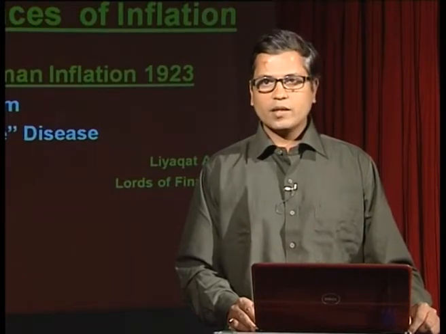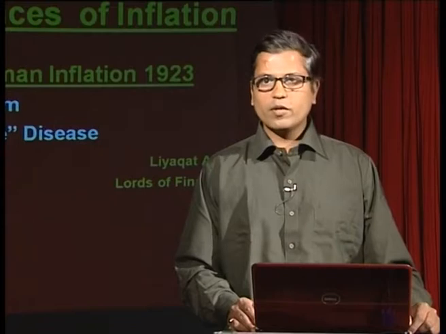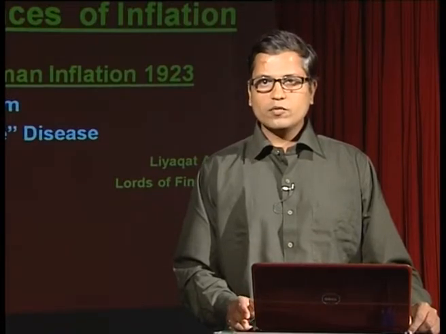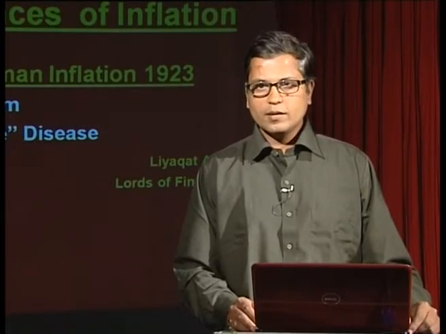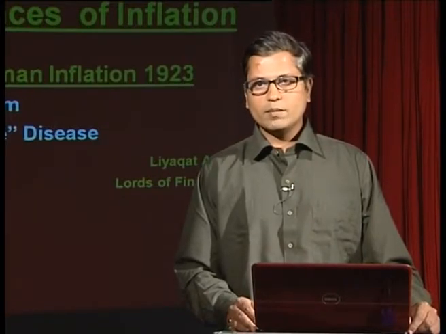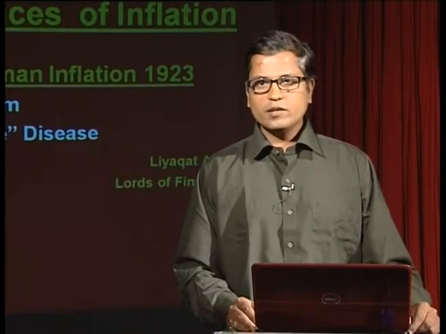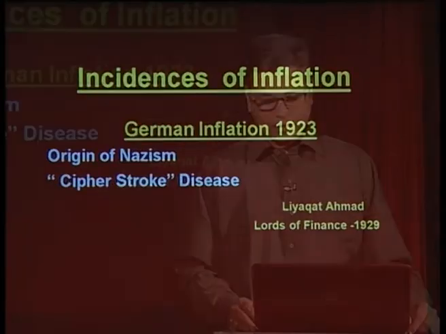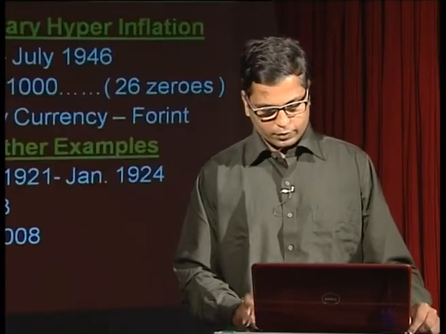Even German psychiatrists and physicians reported having patients suffering from a certain disease called cipher stroke, where people got into the habit of writing unnecessary zeros with different units without any requirement for so many zeros, and they were not writing in tens or thousands, but making computations in billions and trillions. It even happened that if you asked a normal German in that time how many kids he had, instead of saying two, he would reply 2 trillion. So that was the inflation era of Germany, which is elaborated in detail by Liaquat Ahmed in Lords of Finance.